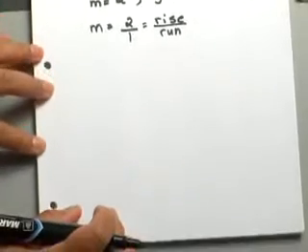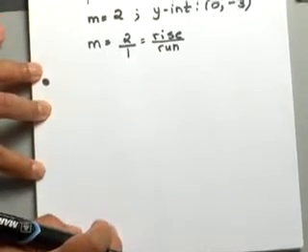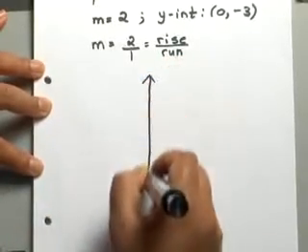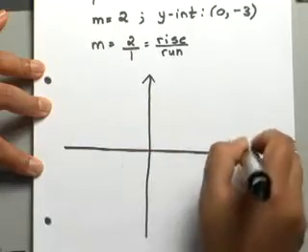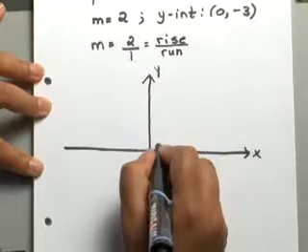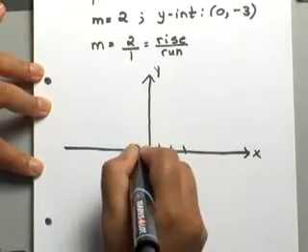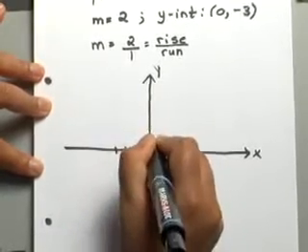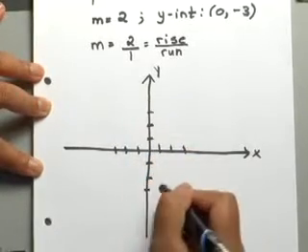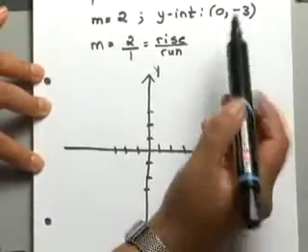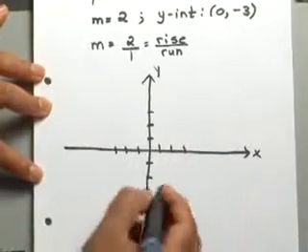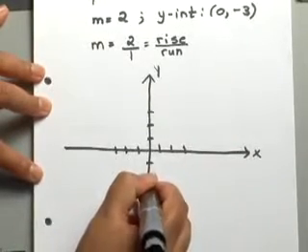Keeping that in mind, let's try and graph this. So we need our coordinate system. Okay, let's see, we need 1, 2, 3. Alright, so you always start with the y-intercept as your starting point. So you have (0, -3), which will be a point right here.